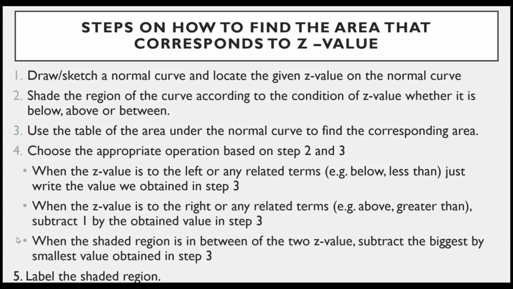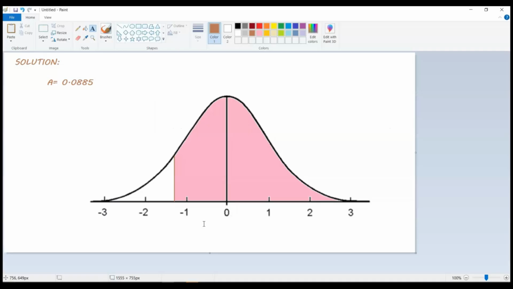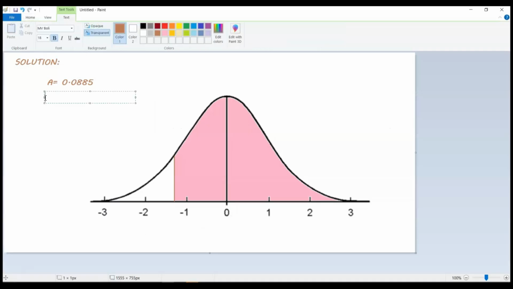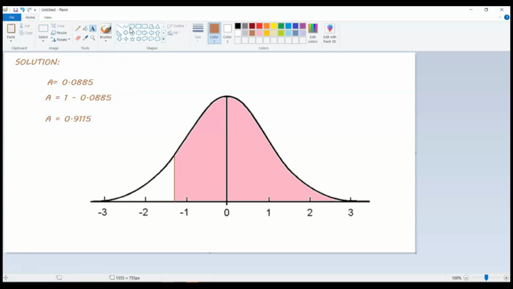Since it says to the right, rule number 2 in step 4 is applicable. When the z value is to the right, or any related terms, e.g. above, greater than, subtract 1 by the obtained value in step 3. So from our area, we subtract it from 1. So this area is equal to 1 minus 0.0885. Again, if the shaded region is to the right of your z value, you just subtract from 1. And the answer is 0.9115. Hence, the area to the right of negative 1.35 is 0.9115.